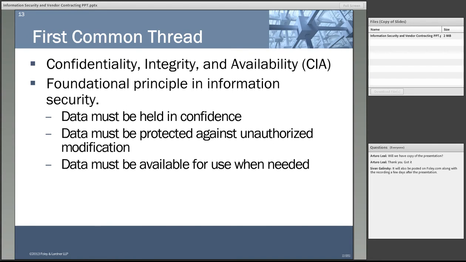So understanding the idea that information must be capable of being relied upon and it has to be secured in a way that promotes that reliability, very important to the integrity aspect.